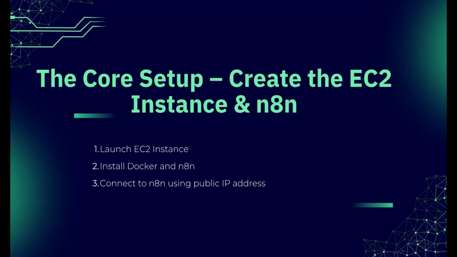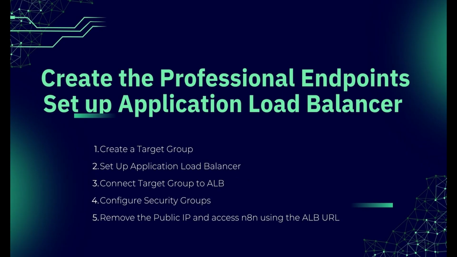So in the first part, the core setup, I'm going to show you how to launch an EC2 instance, and then we're going to install Docker and then install n8n in Docker. And then from there, we're going to connect to n8n using a public IP address. And then the next part, we're going to create the professional endpoints. We're going to set up an application load balancer and then connect to it.